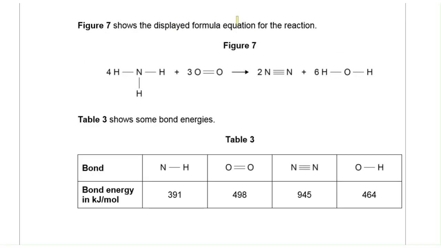Figure 7 shows the displayed formula equation for the reaction. Table 3 shows some bond energies, and here we are. We'll look at these in a minute, table 3. Now look at the equation. What you can see in this equation are the covalent bonds, the bonds between nitrogen and hydrogen, the oxygen-oxygen bonds, the nitrogen-nitrogen bonds, which happens to be a triple, and the hydrogen-oxygen bonds in water.